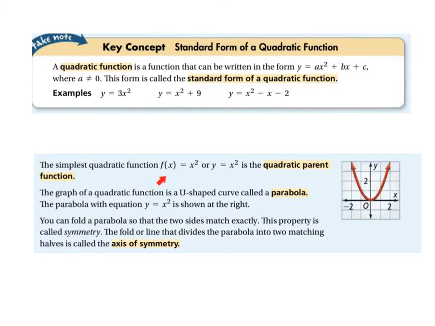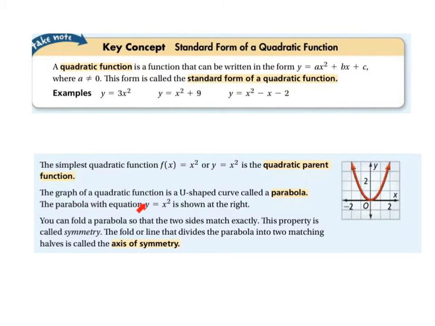The simplest quadratic functions are y equals x squared, or f of x equals x squared. It's called the quadratic parent function. This is not in your vocab, but I just wanted you to know what that looks like, and that's a graph that looks like this. So notice a nice curved graph. It's not straight lines for sure.